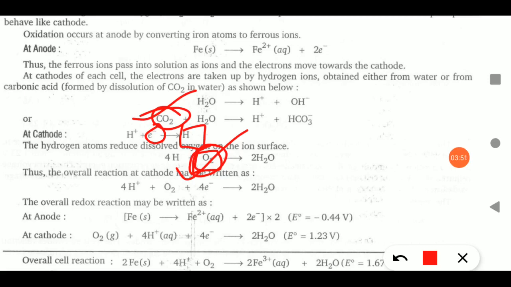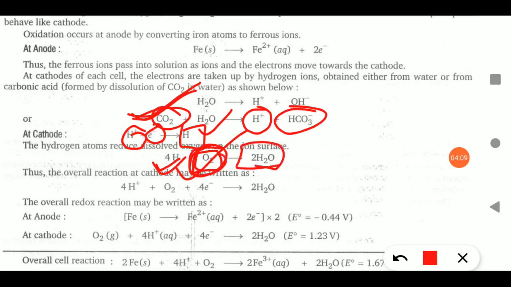If these were not there, the further reactions would not occur. If carbon dioxide will not be there, then carbonic acid will not form. Carbonic acid will not form, meaning we will not get H positive ions, and these H positive ions will not reduce at the cathode, and this nascent hydrogen will not react with the oxygen and it will not form water at the surface of the metal.